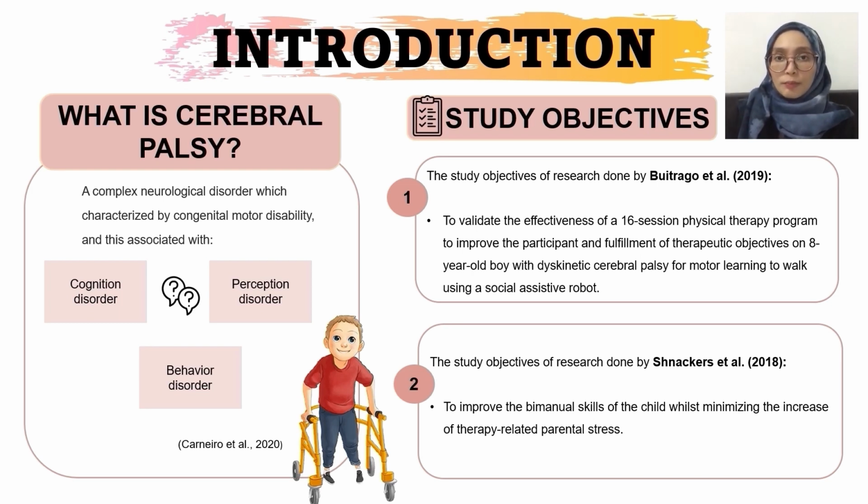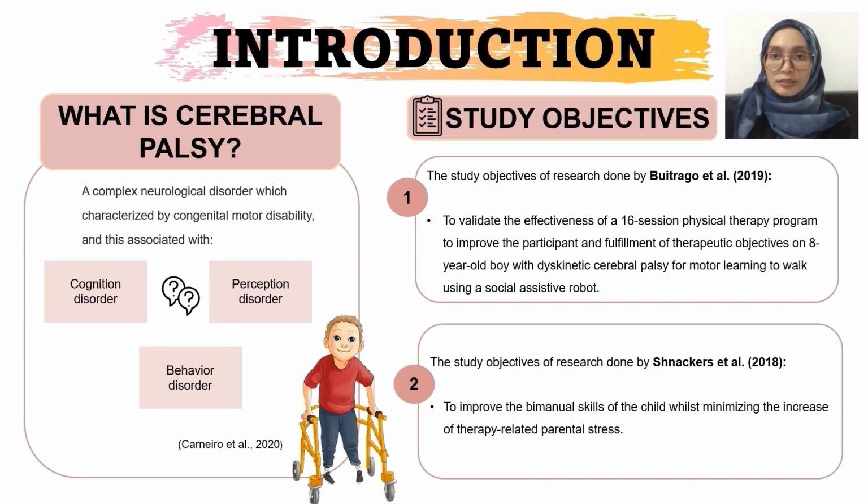The study objective for these two articles: Buitrago et al. 2019 is to validate the effectiveness of a 60-session physical therapy program to improve the participation and fulfillment of the therapeutic objective on an 8-year-old boy with dyskinetic cerebral palsy for motor learning to walk using a social assistive robot. While the study by Schnecker 2018 is to improve the bimanual skill of the child while minimizing the increase of therapy-related parental stress.